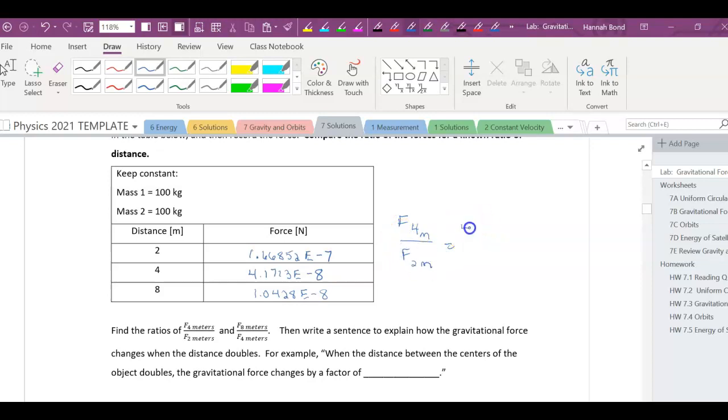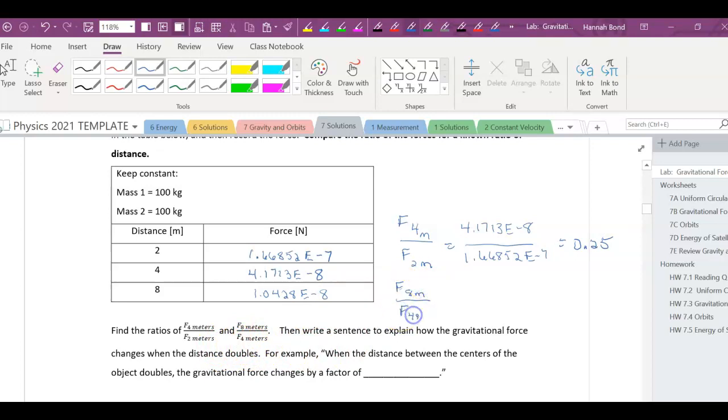So let's see here, that would be 4.1713 e to the negative 8 divided by the 1.66852 e to the negative 7. Let's see what we get when we do that division. So 4.1713 e to the negative 8 divided by 1.66852 e to the negative 7. And it is 0.25.